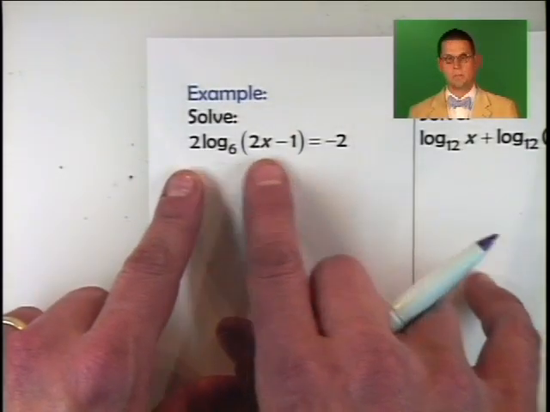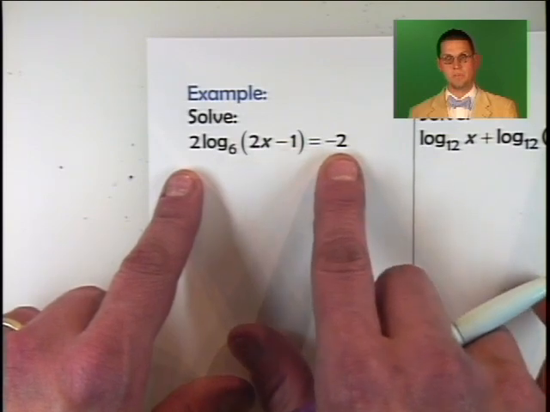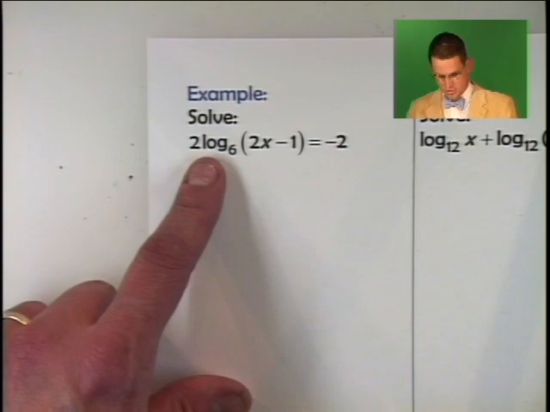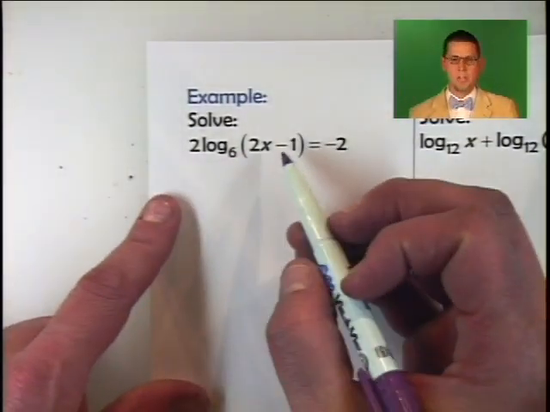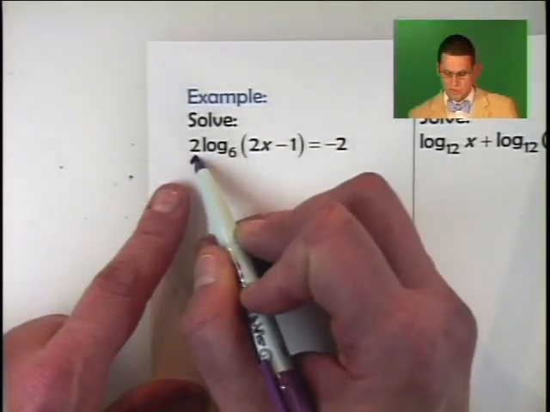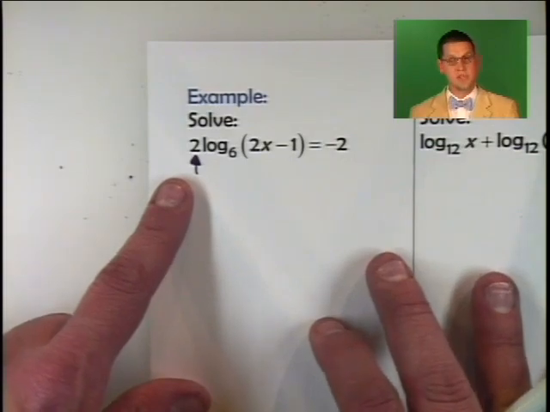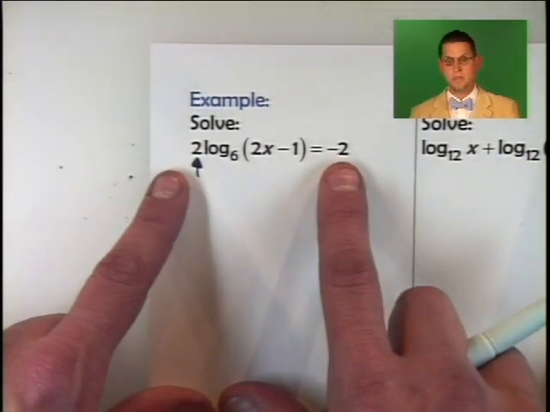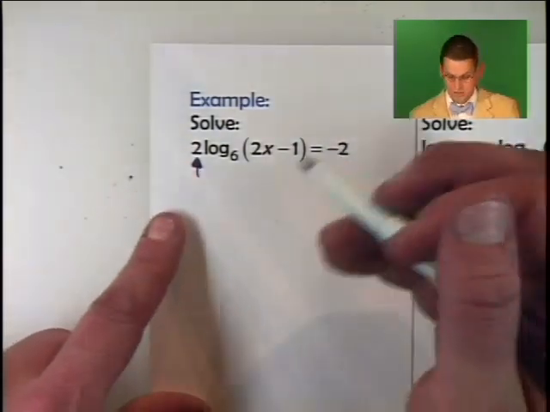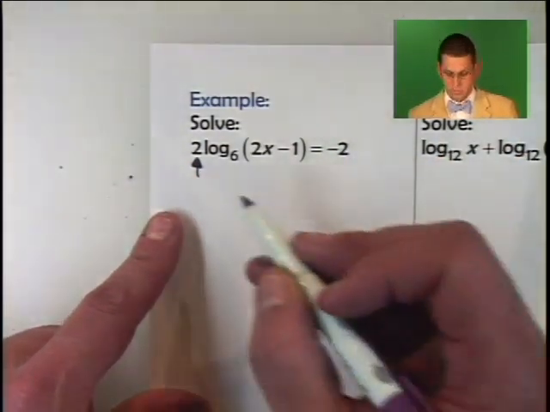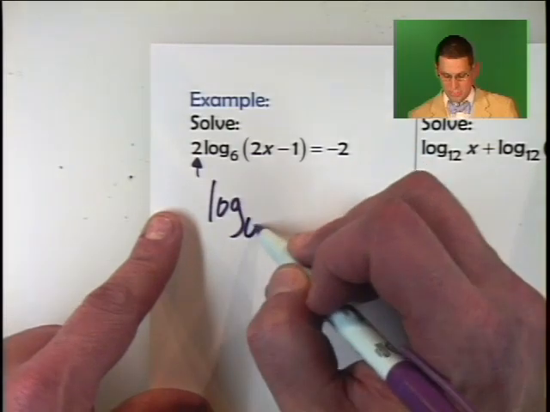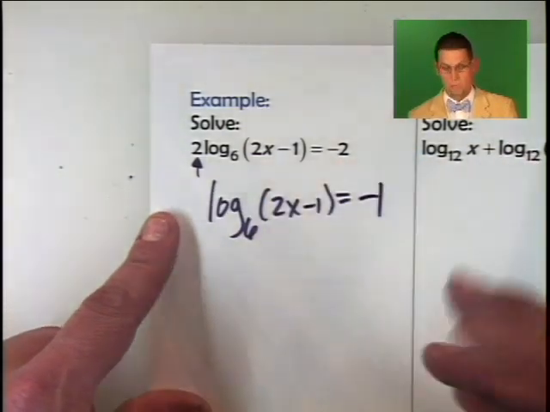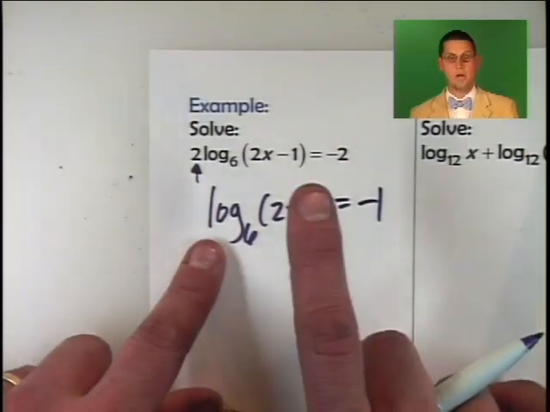Here's a nice little log equation. It's 2 log base 6 of (2x minus 1) equals negative 2. So notice my variable is inside the log. I'm taking the log of a variable expression. So I haven't really isolated the log yet because I have this 2 in front. It's like a coefficient of a log. And that's not considering isolating the log. So what I can do is divide both sides by 2. And I'll do that especially since negative 2 is divisible by 2. So if I divide both sides by 2, I get log base 6 of (2x minus 1) equals negative 2 divided by 2 is negative 1.